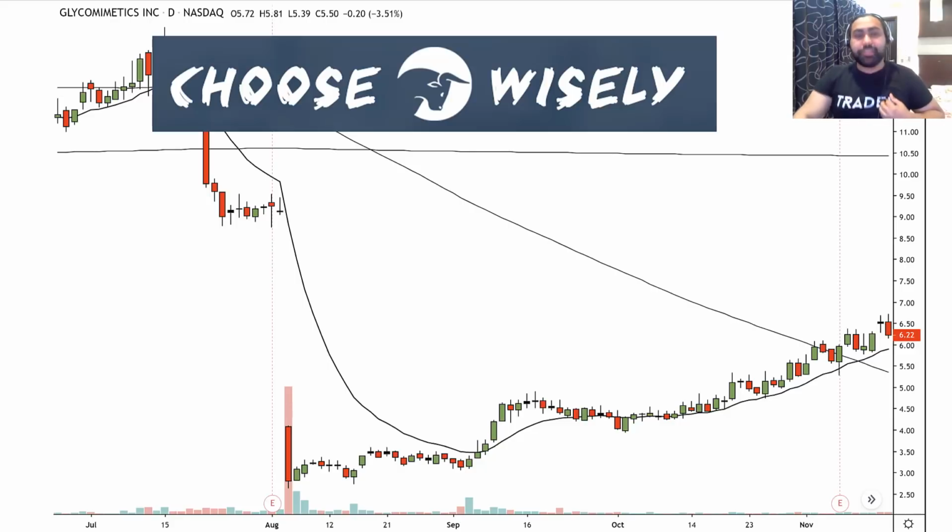I usually do 2 to 1, meaning if my stop loss is 10 cents, my target's going to be 20 cents. If my stop loss is $1, my target's going to be $2. If my stop loss is 50 cents, my target's going to be $1.